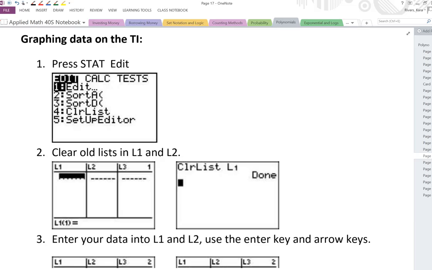For the next example, I'm going to show you how to do this using your graphing calculator. So the next two pages go through the steps. I'm also going to go through the steps with you with my graphing calculator. So make sure you have that out so you can practice with me. Let's take a look at the next example.